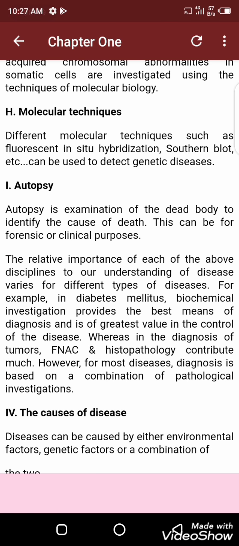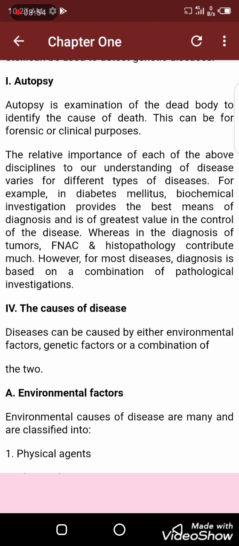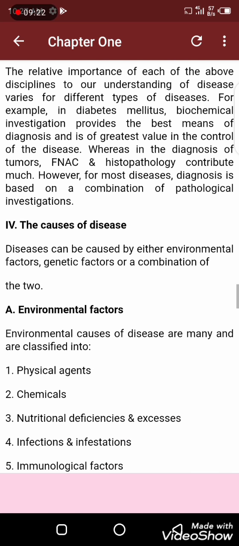So autopsy is the examination of a dead body to identify the cause of death. This can be for forensic or clinical purposes. The relative importance of each of the above disciplines to our understanding of disease varies for different types of disease. For example, in diabetes mellitus, biochemical investigation provides the best means of diagnosis and is of the greatest value in the control of the disease, whereas in the diagnosis of tumor, FNAC and histopathology contribute much. However, for most diseases, diagnosis is based on the combination of pathological investigations.